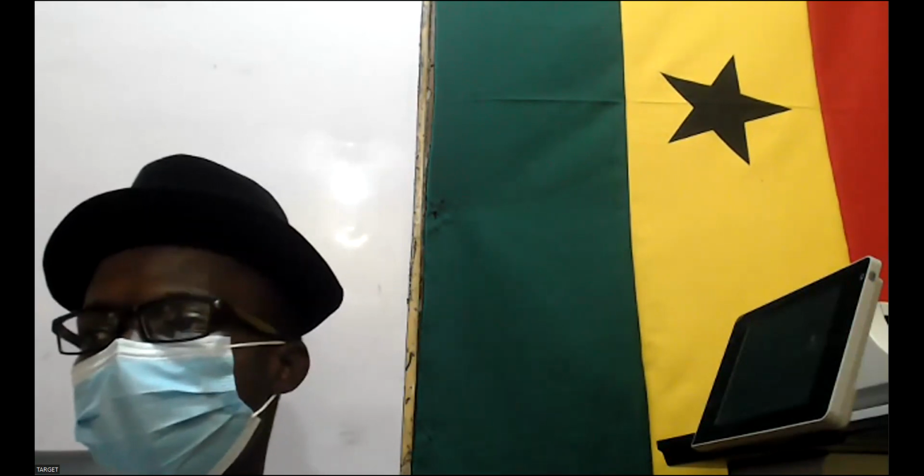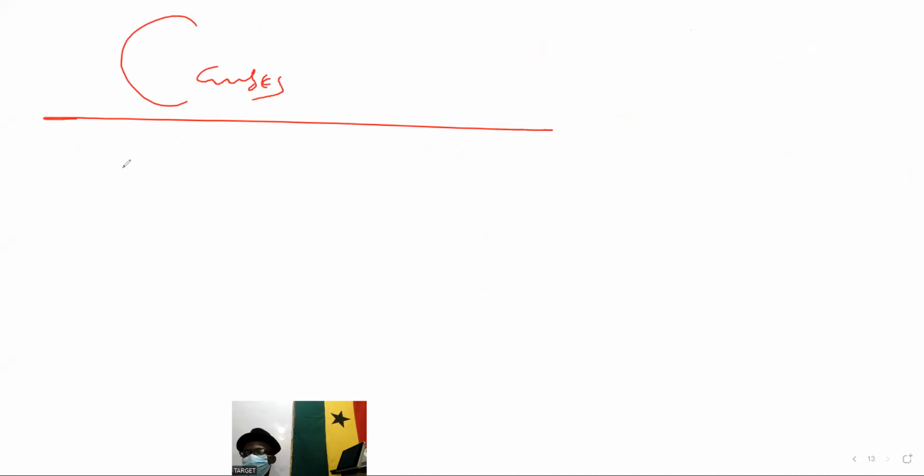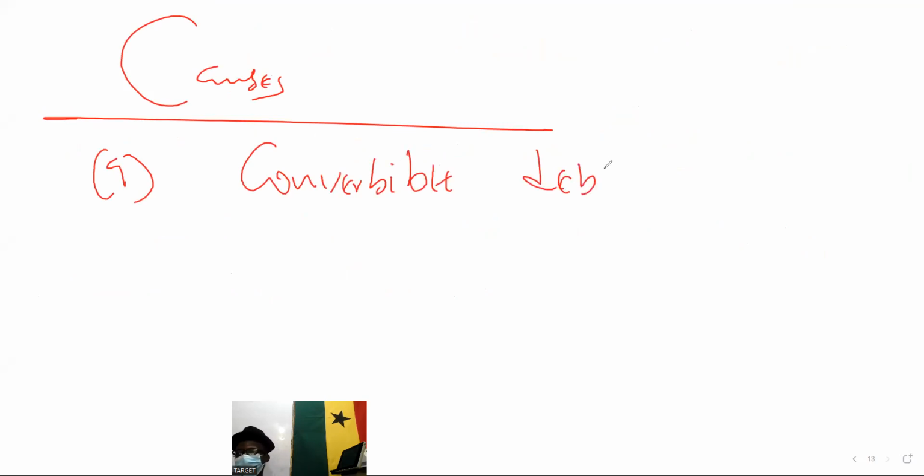So what causes dilution? Causes of dilution. There are three things that cause dilution. Number one is convertible debt. Number two is convertible preferences.